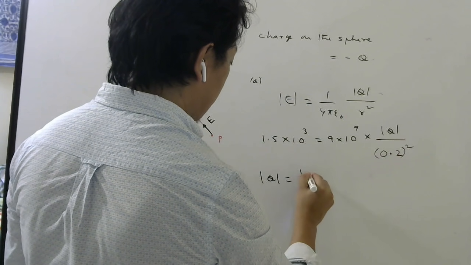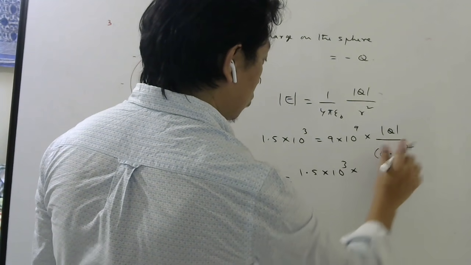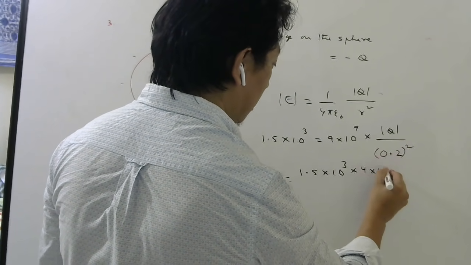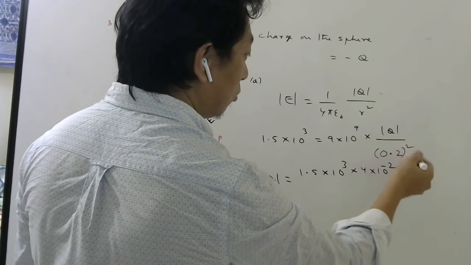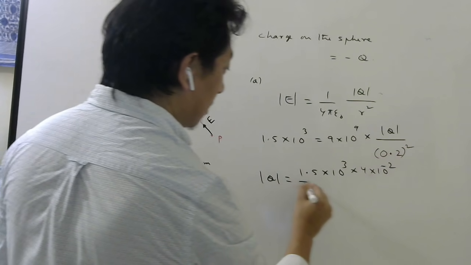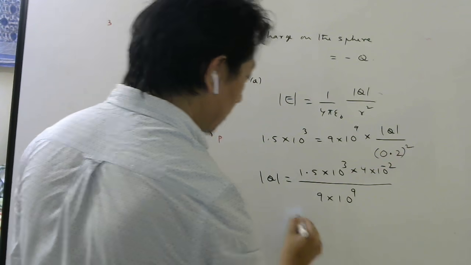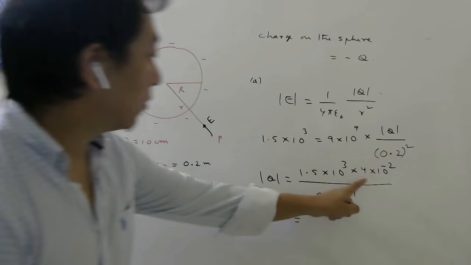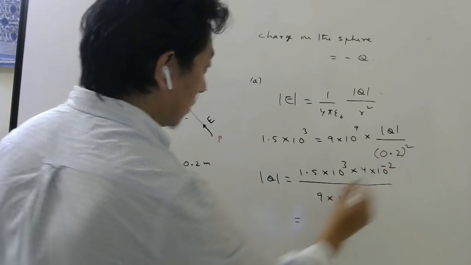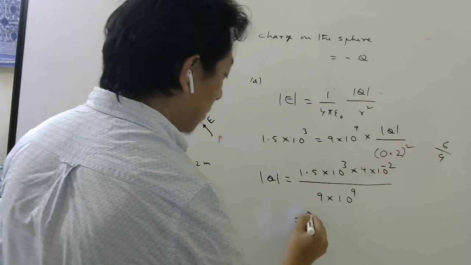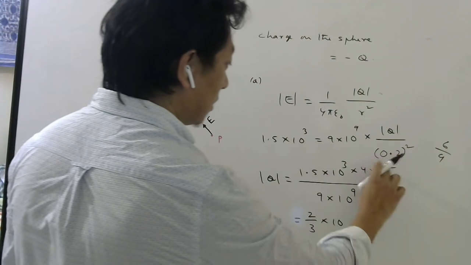So it will be 1.5 into 10 power 3 into 0.2 square, which will be 4 into 10 power minus 2, because 0.2 is 2 into 10 power minus 1, square it, 4 into 10 power minus 2. Cross multiply, divided by 9 into 10 to the power 9. Right? So 4 fives are 20, 0, 2 carries, 6 by 9. So it will be 2 by 3 into 10 to the power 3 minus 2, which is 1.